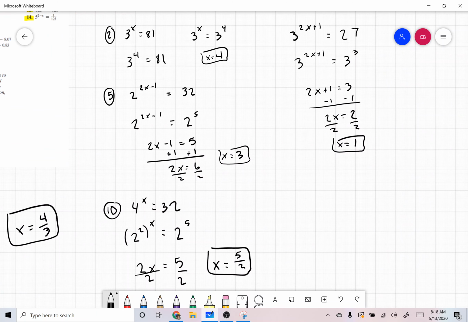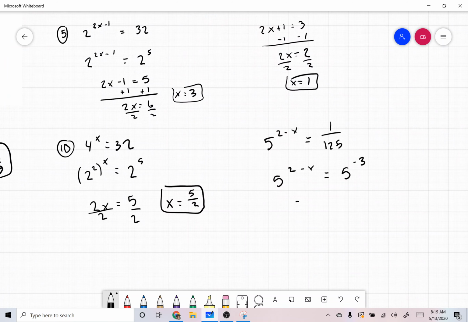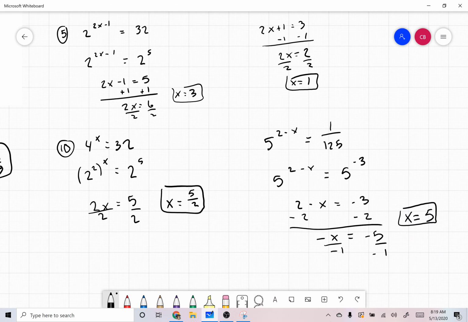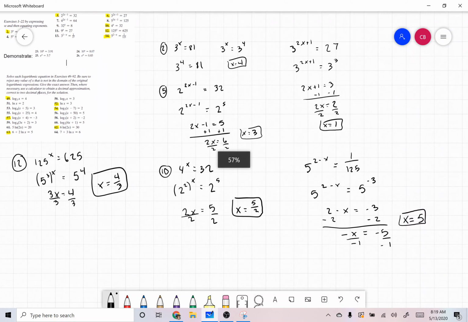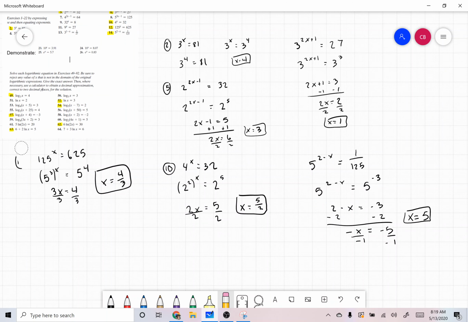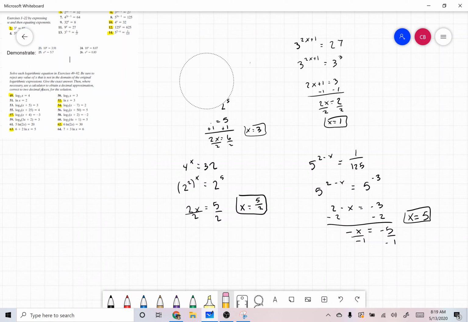And then last but not least, we have 5 to the 2 minus x is equal to 1 over 125. Well, we know this is 5 to the 2 minus x is equal to 5 to the negative 3. And so 2 minus x equals negative 3 means negative x is equal to negative 5, or x is 5. Okay, so this one should be good. This was obviously 14. So now we're going to get into logarithmic equations.